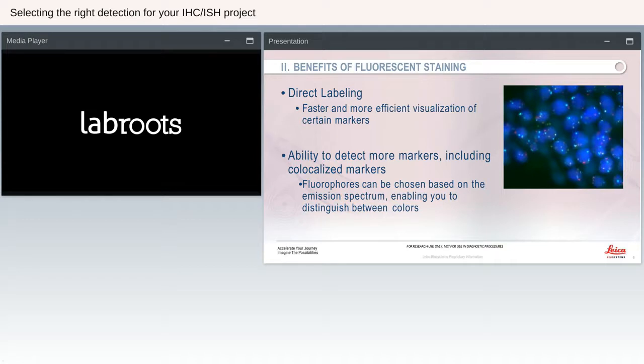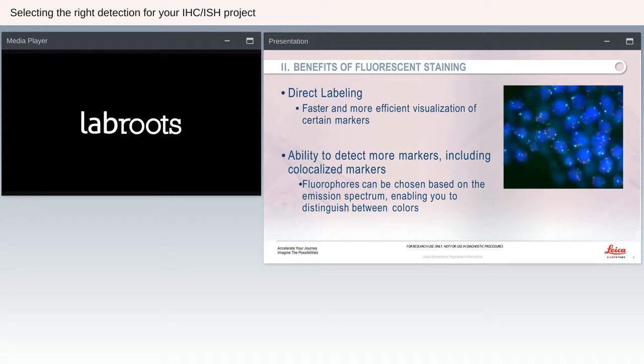The most common reason we see groups choosing fluorescence in research right now is because they are looking for multiple markers that co-localize. By co-localize, I mean they present in the same cell or the same cellular compartment. When chromogens overlap, it can be very difficult to visualize and analyze the staining results. This is not really an issue for fluorescent labeling. As long as you are choosing fluorophores that are far enough apart on the emission spectrum, you can easily visualize and distinguish between different targets on the same cells with fluorescent detection.